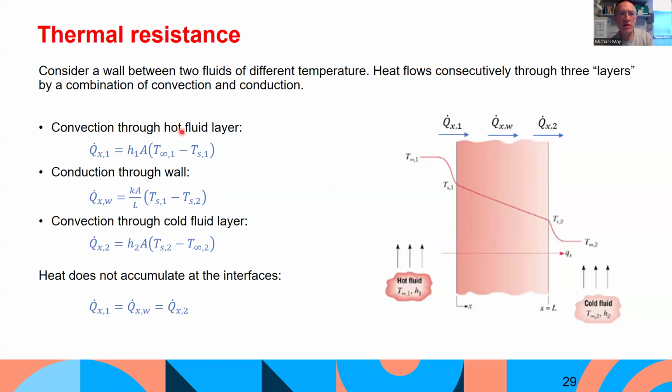So convection through the hot layer is expressed by Newton's law of cooling here. Conduction through the wall is governed by Fourier's law, and convection through the cold layer, once again, is governed by Newton's law of cooling. If we assume that the heat transfer rate is consistent through the three layers, which is one assumption that we make for this level of heat transfer, so that it doesn't start to accumulate at the interfaces, then Q dot through this layer equals Q dot through this layer equals Q dot through this layer.